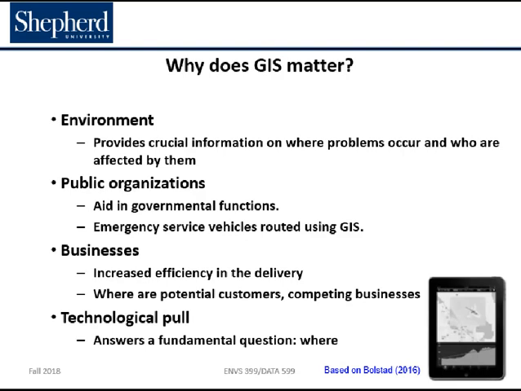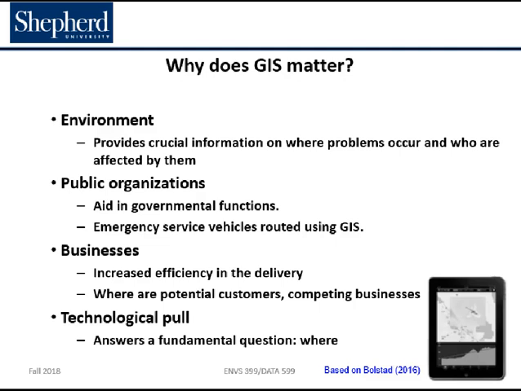GIS help us identify and address environmental problems by providing crucial information on where problems occur and who are affected by them. They help us identify the source, location, and extent of adverse environmental impacts, and may help us devise practical plans for monitoring, managing, and mitigating environmental damage.